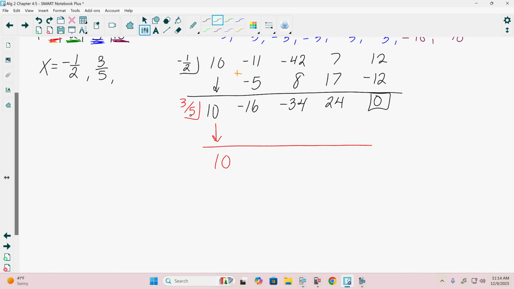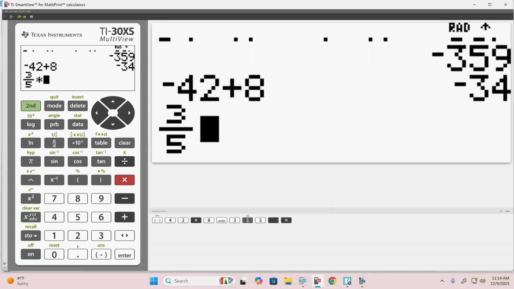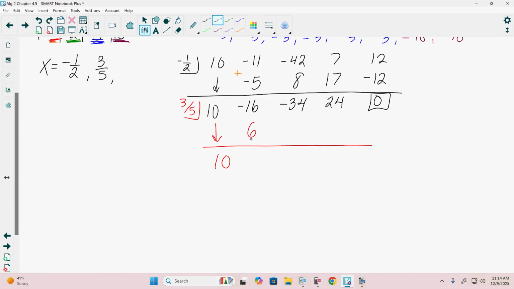3/5. And again, I will say this time and time again, you do not have to do this in your head. You can do this on the calculator. That is perfectly fine. Because the first thing we're doing is 3/5 times 10. 3/5 times 10 gives me 6. Negative 16 plus 6 is negative 10. 3/5 times negative 10 is actually negative 6. Negative 34 plus negative 6 is negative 40.